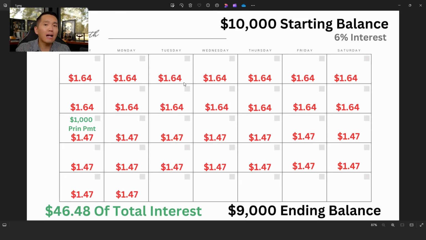So as you can see, we have a $10,000 balance every single day on the first week, the second week, all the way to pretty much around the 15th day of the month, where we're depicting a $1,000 principal payment against the $10,000 balance. Therefore, the balance goes from $10,000 to $9,000 starting on this day. So you can see, by the balance changing from 10,000 to 9,000, our daily interest cost also goes down from $1.64 to $1.47. Do you see that? So each day moving forward, because the balance is lower, the interest is calculated to $1.47 each day.